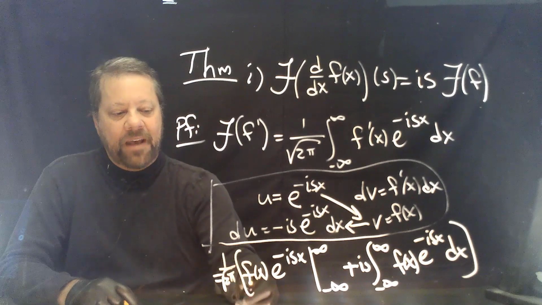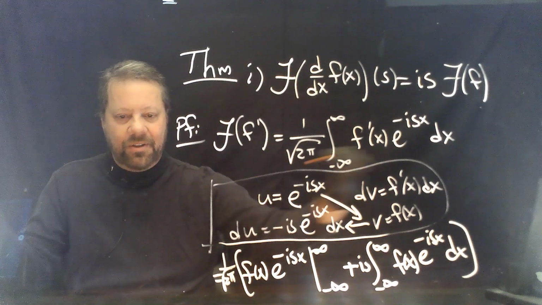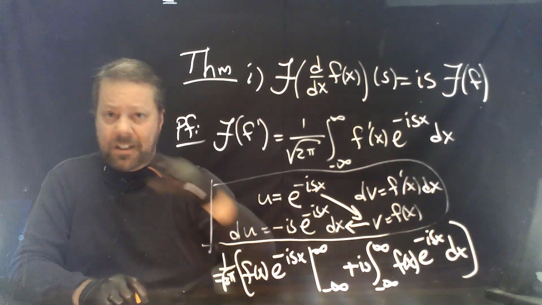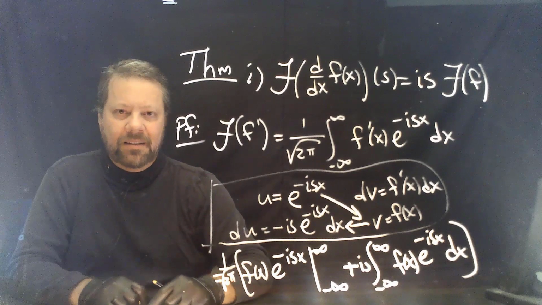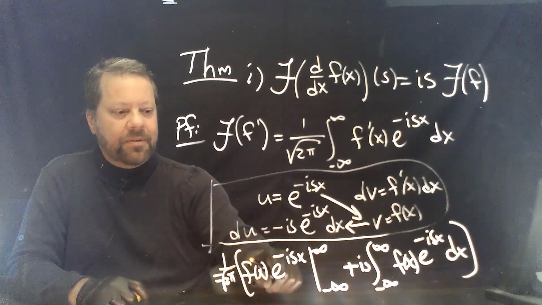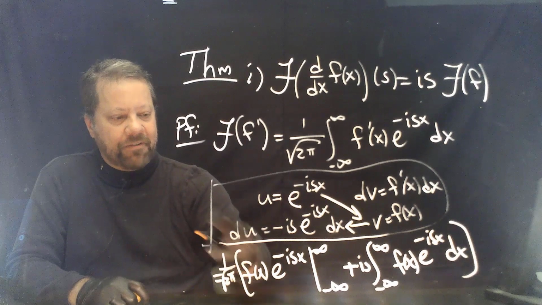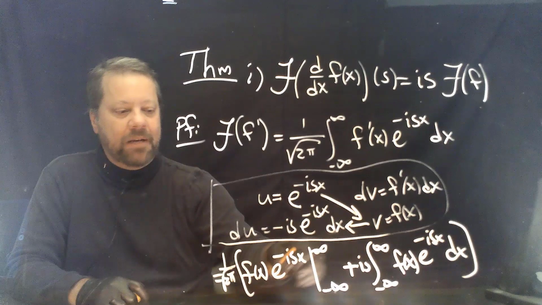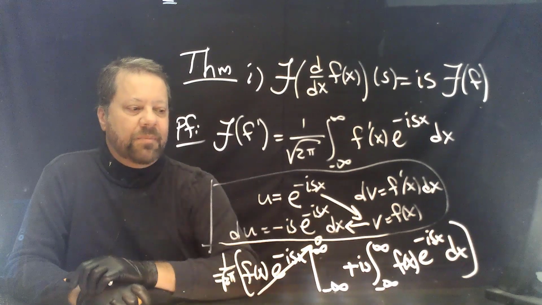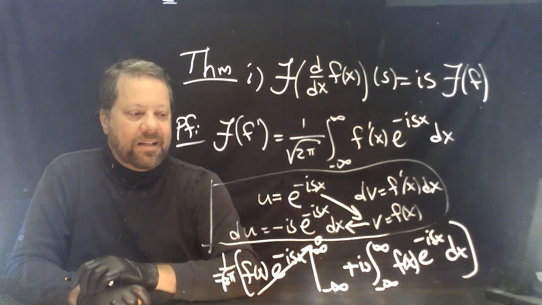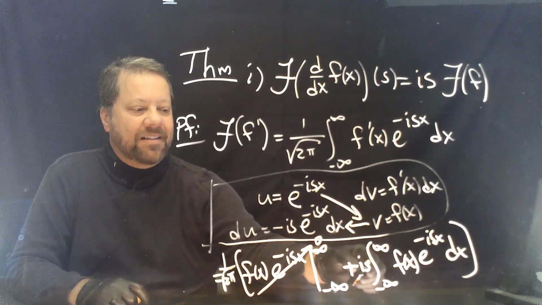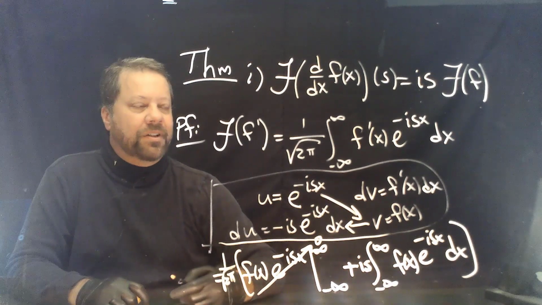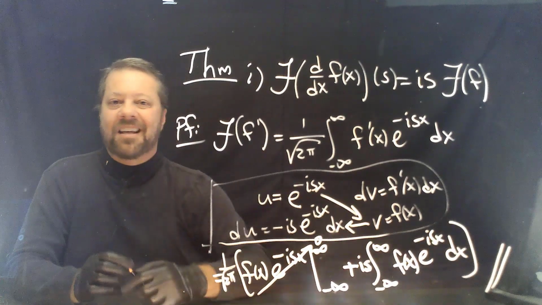Now, if f is integrable, then it has to go to 0 at both endpoints. So this e to the isx part is just oscillatory, bounded between -1 and 1 in terms of modulus. So f itself is going to go to 0 as we send x towards either of these two endpoints. So the first term is going to be 0. And as you can see, all that's left is is times the Fourier transform of the original function. And so that is the end of the proof.